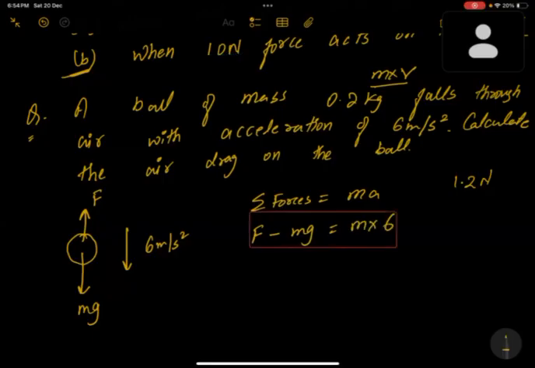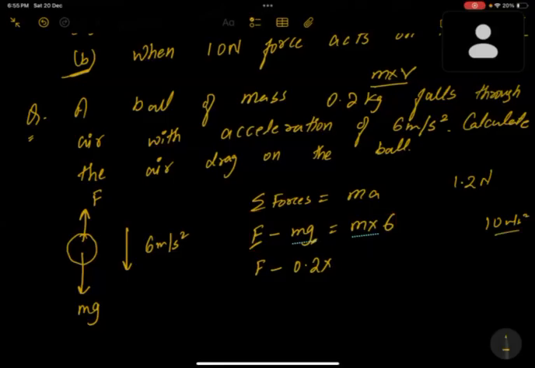I'm not writing the unit here. We will write the unit later. So we have to find F. We write F as it is. Mass is 0.2 kg. And g, we will normally take g as 10 meter per second square. If the question or the calculation asks us, then we take it as 9.8 meter per second square. So I'm taking it as 10 here. Mass is 0.2 into 6.